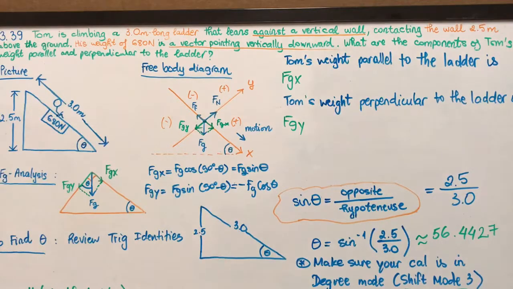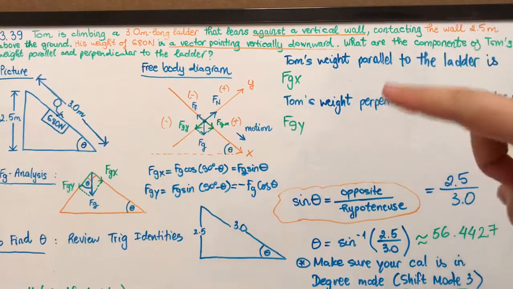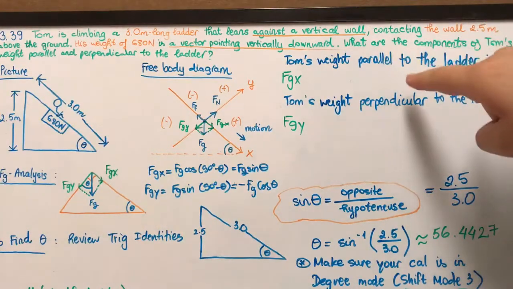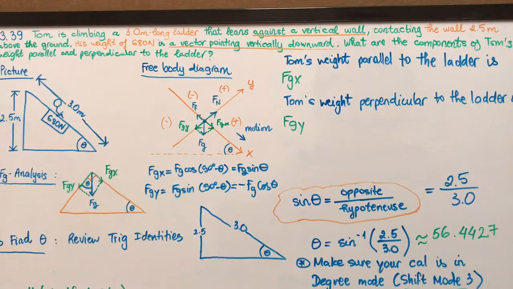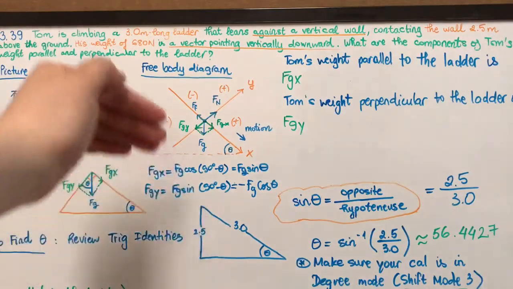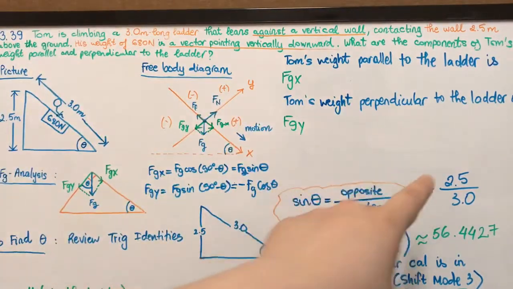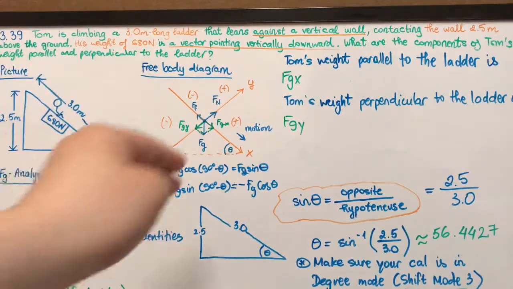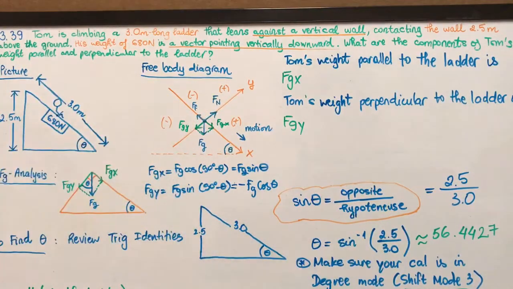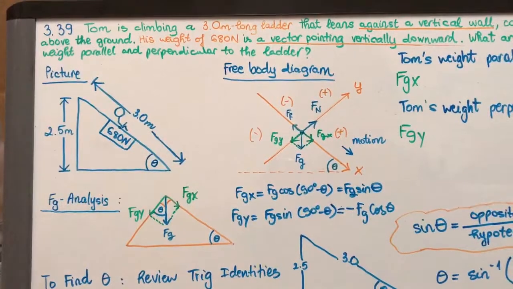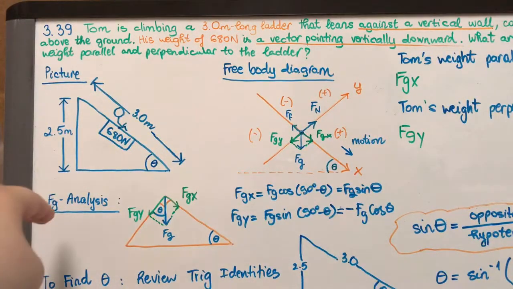So let's determine the components of Tom's weight parallel and perpendicular to the ladder. Tom's weight parallel to the ladder is the vector Fgx, and Tom's weight perpendicular to the ladder is Fgy. So how can we find Fgx and Fgy? Let's move on. I have the gravity force analysis here.